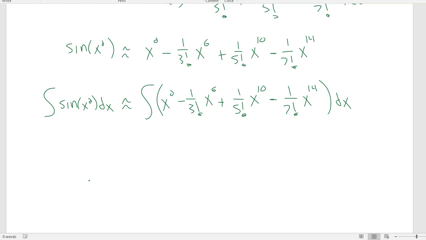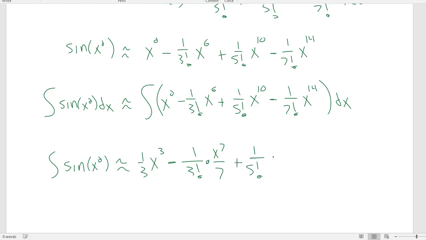So if I go ahead and evaluate this integral, just the last step of the antiderivatives, this is 1/3 x cubed minus 1 over 3 factorial times x to the 7th over 7, plus 1 over 5 factorial times x to the 11th over 11, minus 1 over 7 factorial times x to the 15th over 15. So here's an approximation to the integral of sine of x squared.